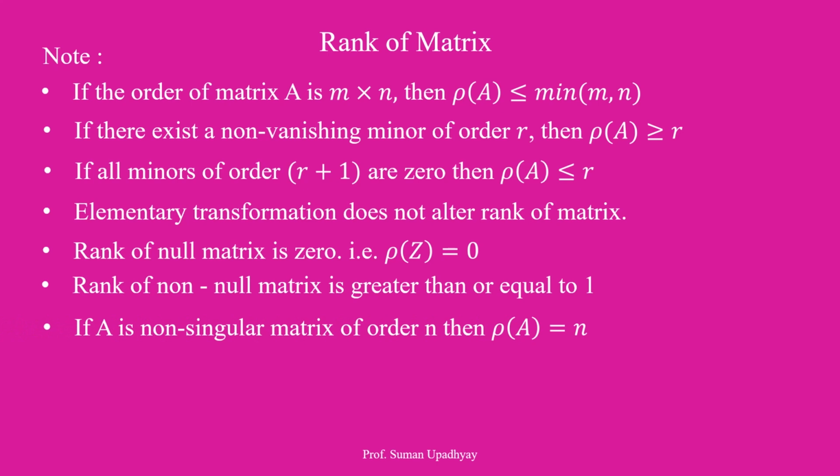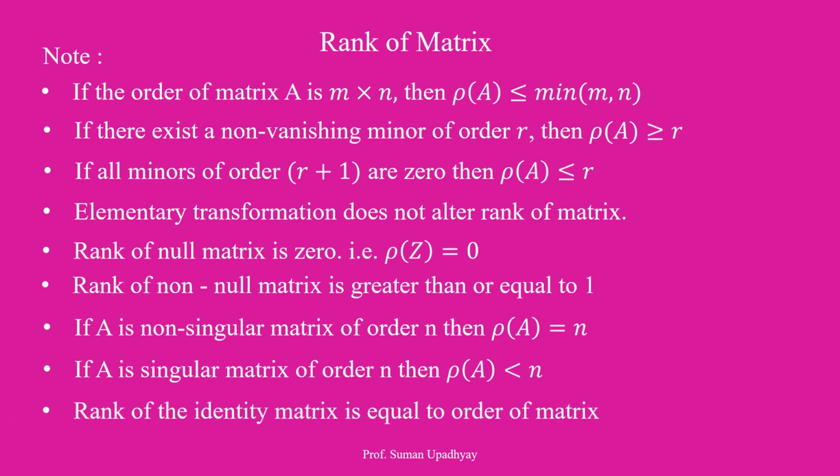If A is a non-singular matrix of order n, non-singular meaning its determinant is not equal to 0, then this matrix is going to have rank n. If A is a singular matrix of order n, that means its determinant is 0, then it is going to have a rank less than n. Rank of the identity matrix is equal to the order of the matrix. So whatever is the order of my identity matrix, that is going to be the rank of that particular identity matrix.